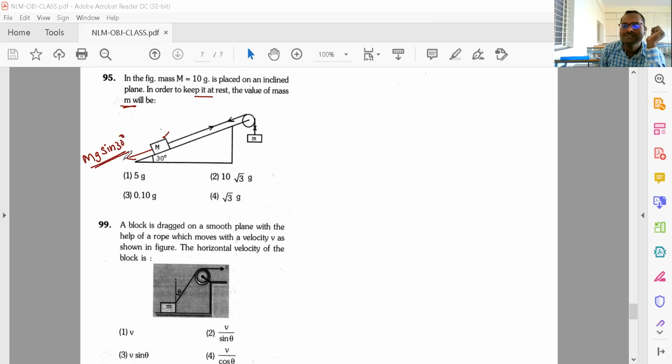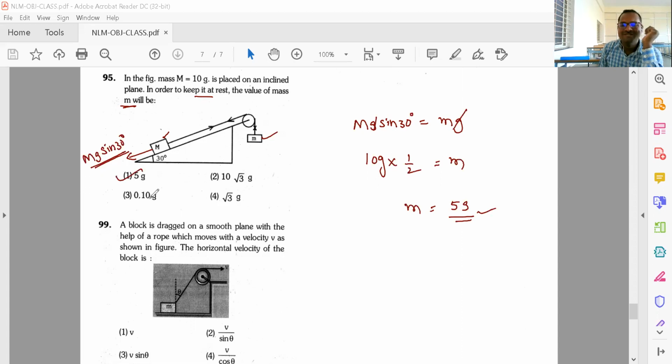Clear students? Then what happened? So mg sin 30 should be balanced with this weight mg. Then only it will be in rest position. g cancel. Capital M is 10 grams, as they said. Sin 30 is 1 by 2, equal to small m. So small m is 5 g. Got it? Yeah. So option 1 is the right answer. Clear students? Yes. Next. Question number 99.